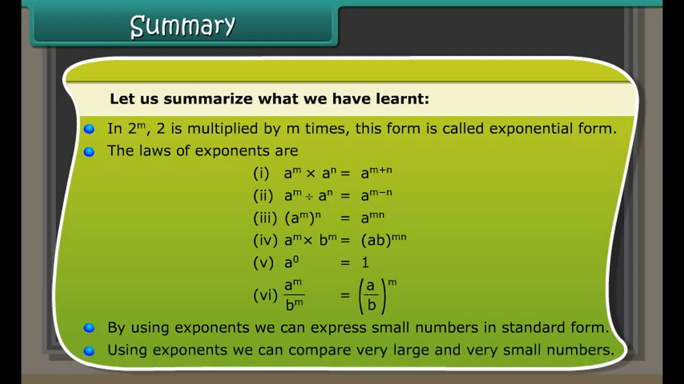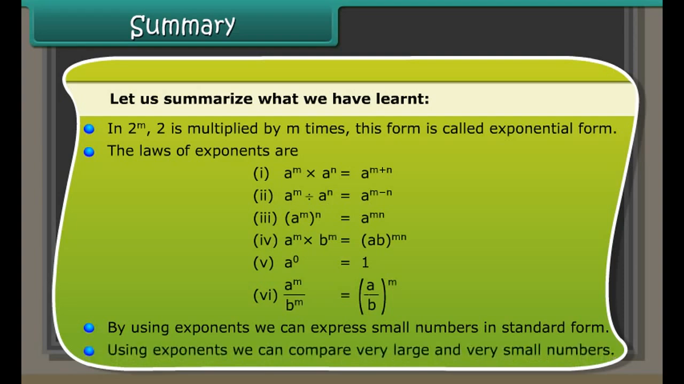Summary. Let us summarize what we have learned. In 2^m, 2 is multiplied m times. This form is called exponential form. The laws of exponents are: 1. a^m × a^n is equal to a^(m+n). 2. a^m ÷ a^n is equal to a^(m−n).